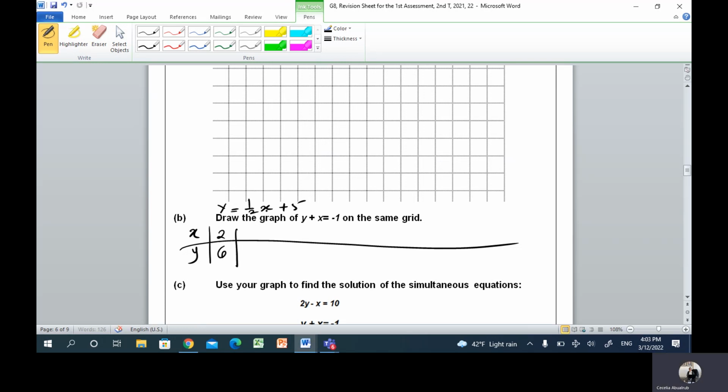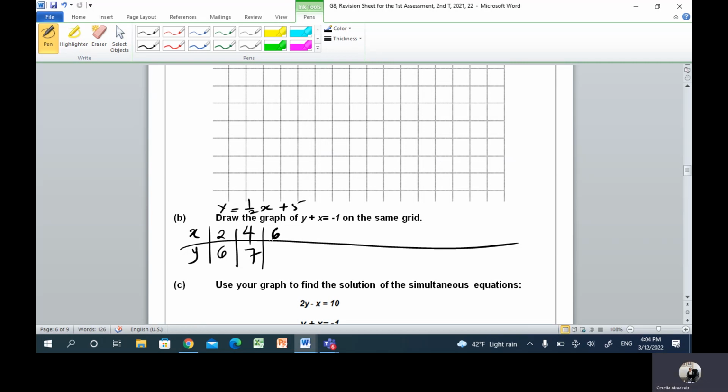I can choose x as 3 because I will end up with half times 3, 1.5, and I do not want to plot decimals. So let's choose the next x as 4. So half times 4 will be 2. 2 plus 5 will be 7, right? So 0.5 times 4 will be 2. 2 plus 5, the answer is 7.